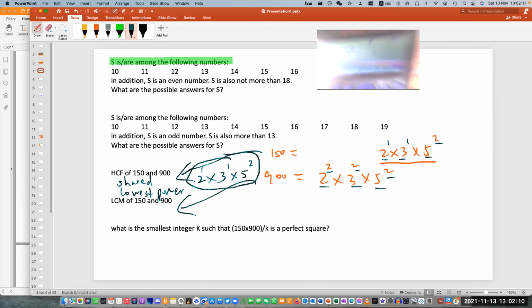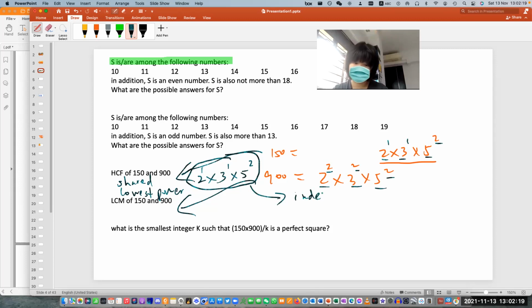And of course, you don't need to leave it in this way because can you still remember 2 to the power 1 times 3 to the power 1 times 5 to the power 2? So this is called index notation. Over here, they don't ask you to express in index notation. You don't express in index notation. You need to give it as an answer. So it's 150.